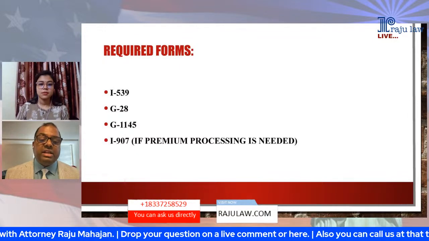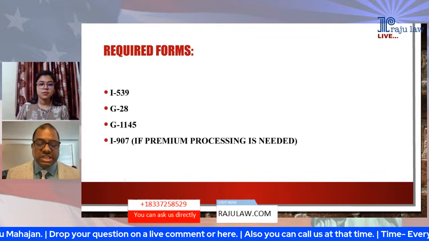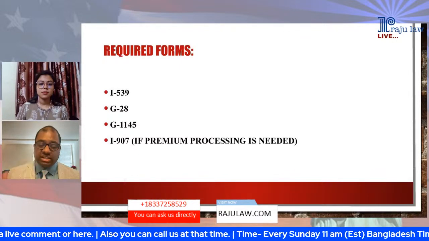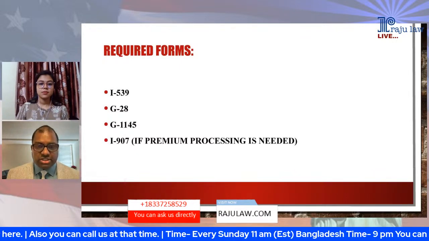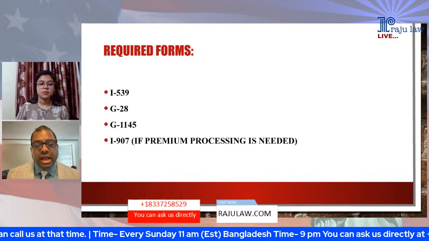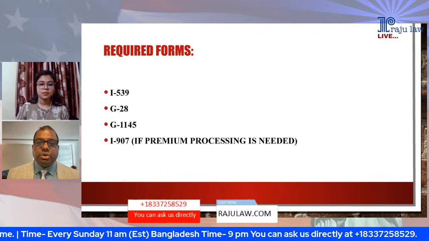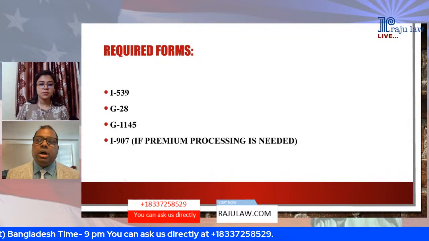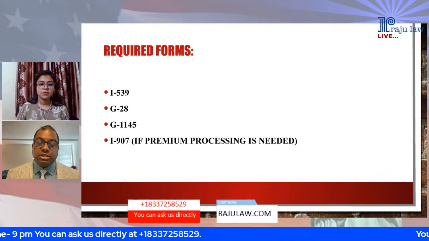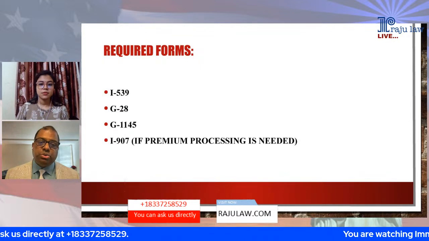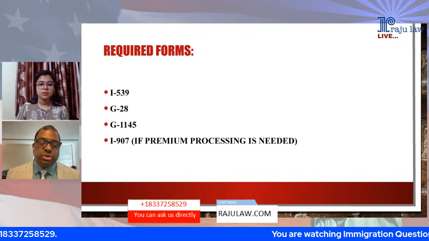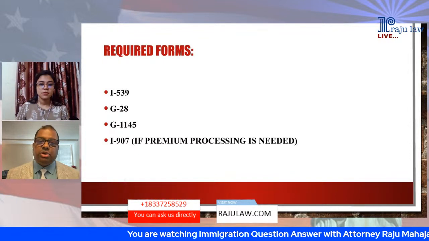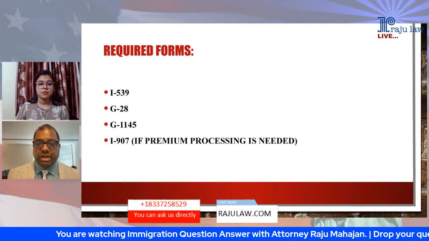Next form is I-907 if premium processing is needed. This is a very new development. USCIS recently introduced premium processing in change of status applications, and this is really beneficial for those who are changing their status, because before premium processing, it took a long time to change your status, especially from B2 to F1. Sometimes it took a year just to change your status. But recently, USCIS introduced premium processing, and it's really helpful.